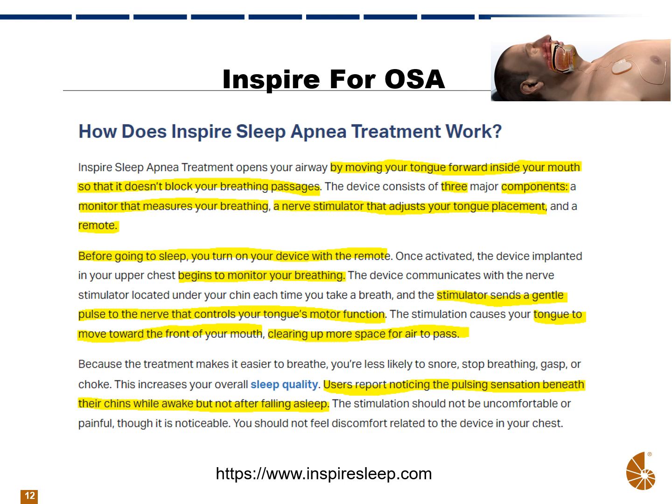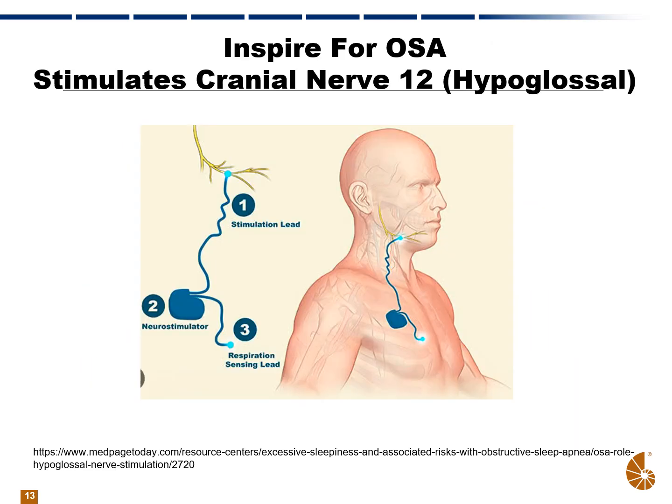So hopefully the pulse that is sent is strong enough to move the tongue, but not strong enough that it's waking you up and bothering you at night. When you are ready to go to sleep, there's a 30-minute delay, so it allows you to go to sleep before the device starts working.